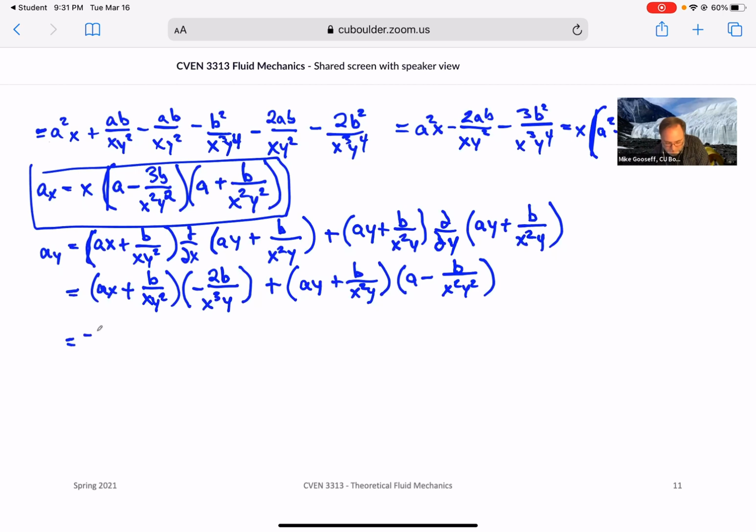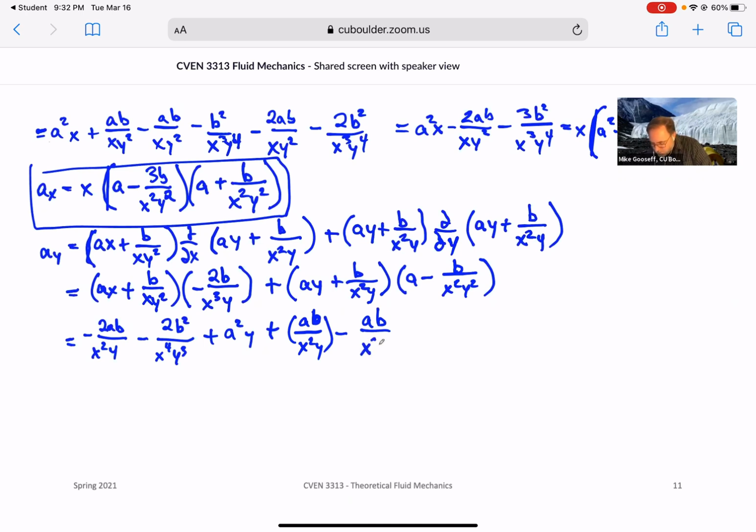Okay. Now, again, we can simplify this a little bit. So we're going to do this by saying minus 2 times ab over x squared y, minus 2b squared over x to the fourth y to the third, plus a squared y plus a times b over x squared times y, minus a times b over x squared y. So you can see those are going to cancel, and then we subtract b squared over x to the fourth y to the third.